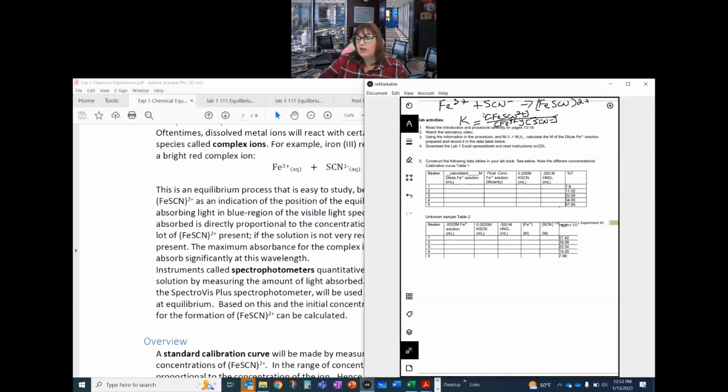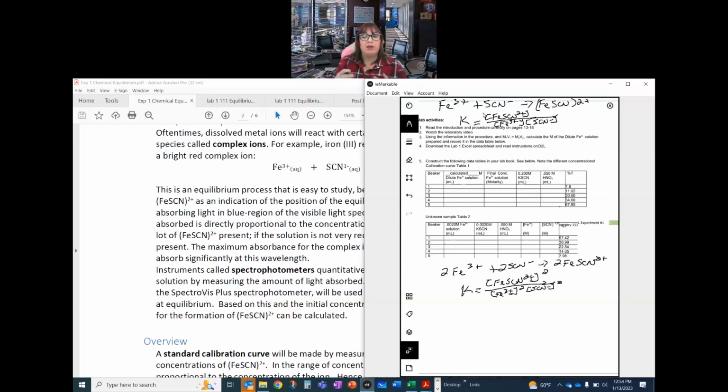But if for whatever reason, instead of balancing it that way, I had done it as 2Fe3+ plus 2SCN- goes to 2FeSCN2+, then the K for that would not be the same as what we wrote before. It would be the concentration of FeSCN2+ squared over the concentration of Fe3+ squared times the concentration of SCN- squared.